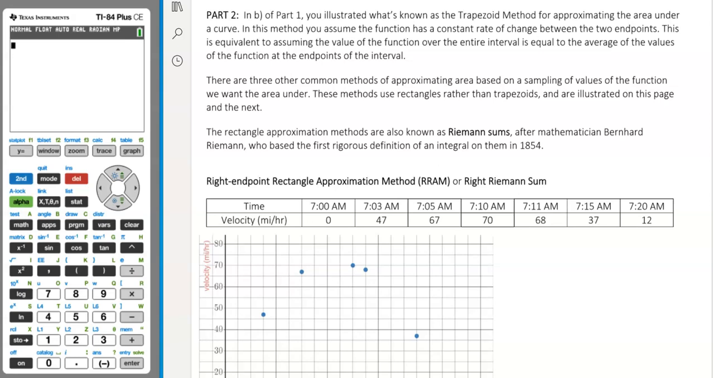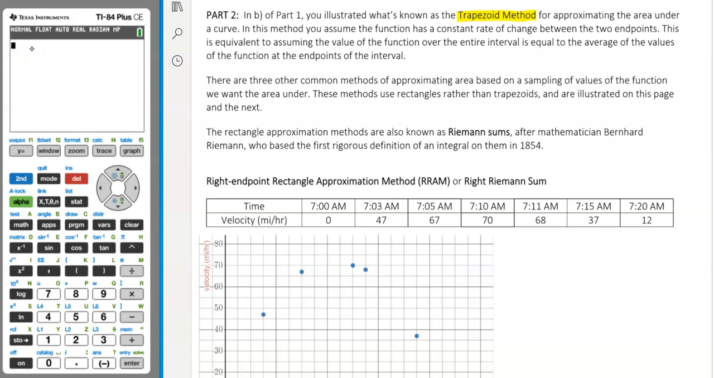As you worked through the first page of this handout, you used what's known as the trapezoid method to approximate the area under a curve using just a few points on that curve. And we also focused on the fact that if that curve is a derivative, the area under it gives the change in the value of the function of which it is a derivative.